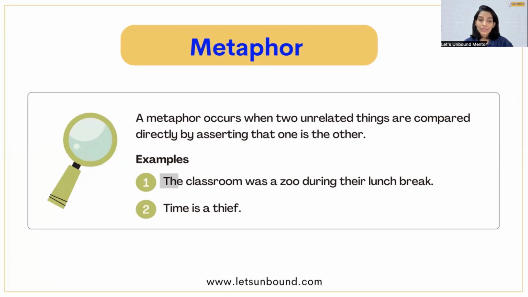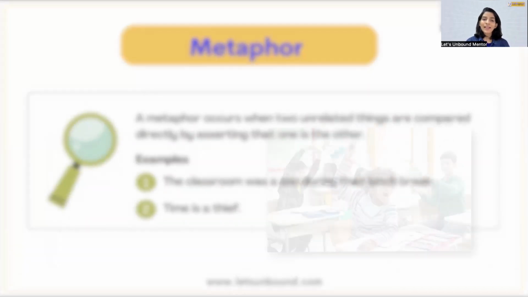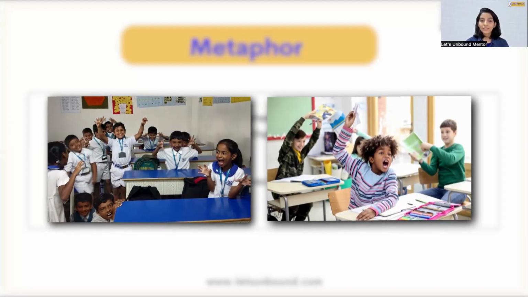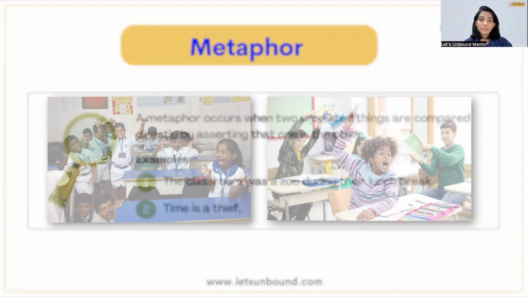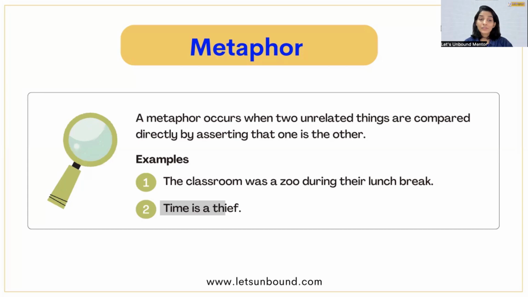The first example says, the classroom was a zoo during their lunch break. Now, this metaphor compares the chaotic and noisy atmosphere of the classroom during lunch break to a zoo. It suggests that students were acting wildly and that the environment was very lively or disorderly.